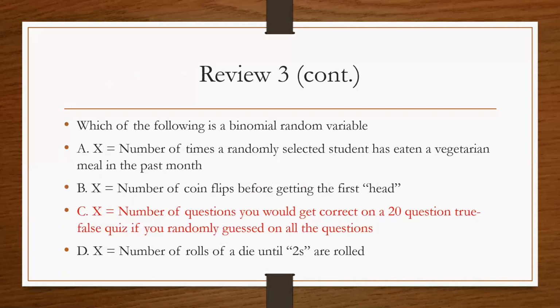So the issue is that for D, you don't really have a set sample size, and for A, you also don't have a sample size, and there's also the issue that each trial is not independent of each other. And for B, you also don't have a set sample size because it's just how many times before you get the first head, which could be however long. So if you just remember the rules for a binomial random variable, you should be fine.